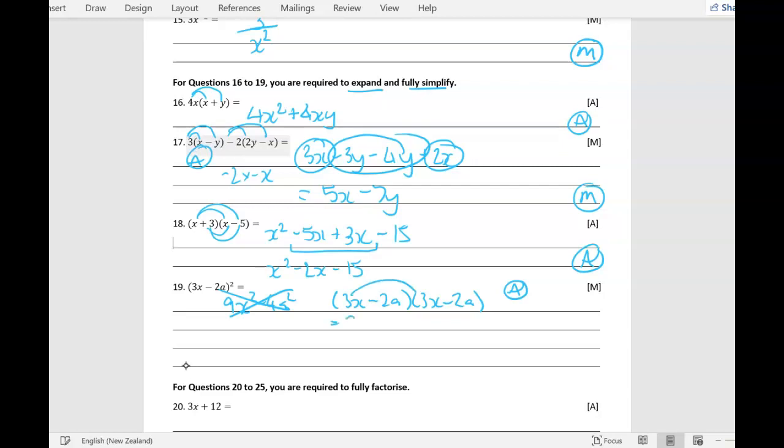3x times 3x is 9x squared. 3x times negative 2a is negative 6ax. We've got the same thing again, negative 2a times 3x, negative 6ax. And then the last one, negative times negative is positive 4a squared. And that gets simplified to 9x squared minus 12ax plus 4a squared. If you got that full answer, don't worry about your achieved. I gave you straight to a merit question.